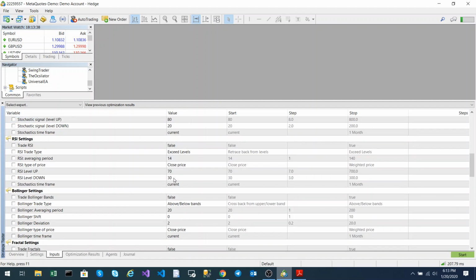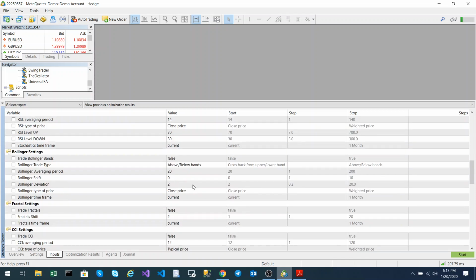RSI works pretty much the same way. We have our level up and our level down. And either you could signal it to enter a trade when it retraces back from the levels or when it exceeds the levels.